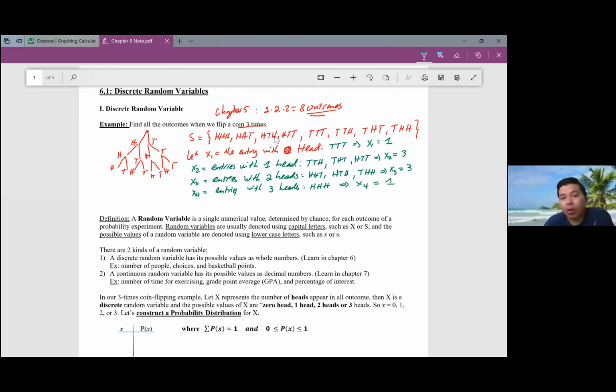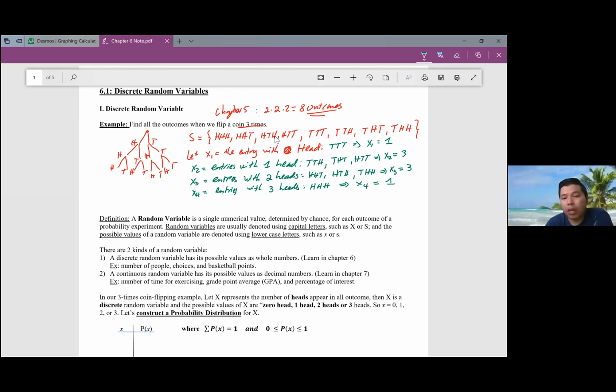So this is what we call a random variable. A random variable is a variable that has its own definition or description. For example, if we look at X to be the event that contains all the heads, then X can have 4 different outcomes: 0 heads, 1 head, 2 heads, or 3 heads. And that's how we define a discrete random variable, right? So a random variable is a single numerical value determined by chance for each outcome of a probability experiment.